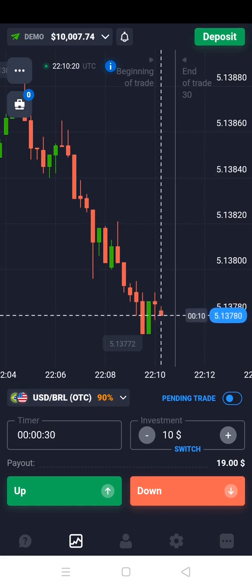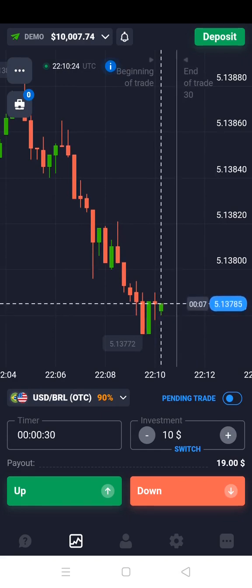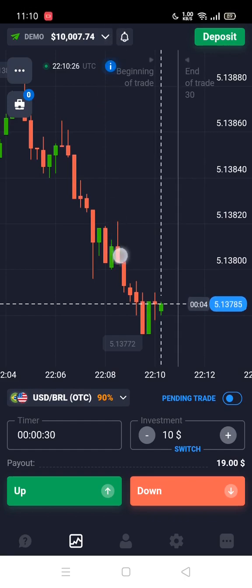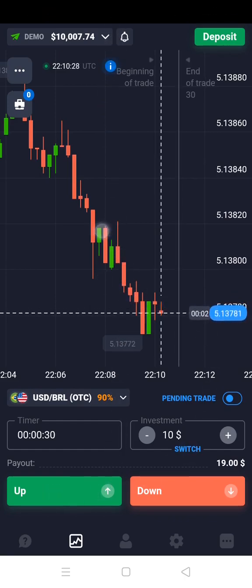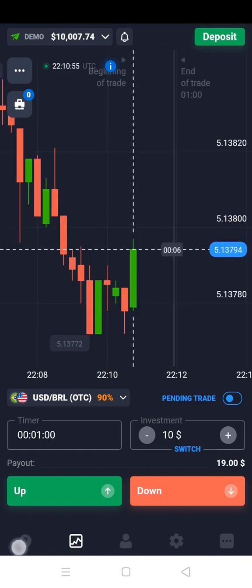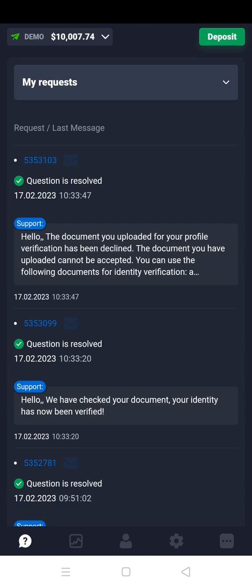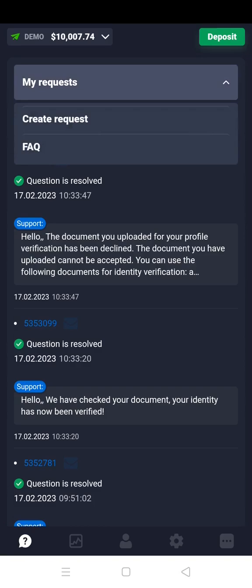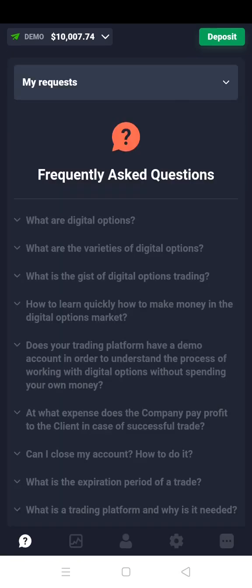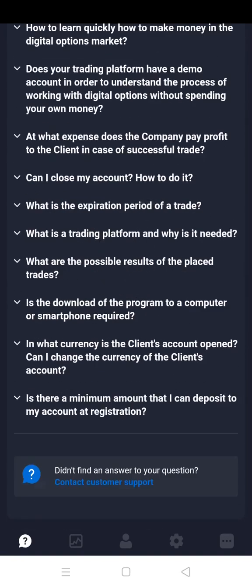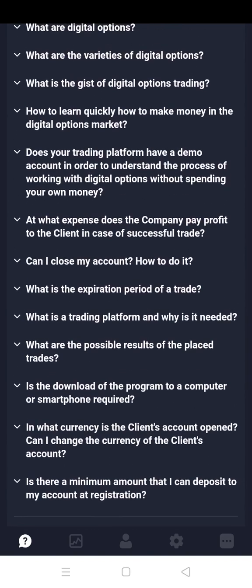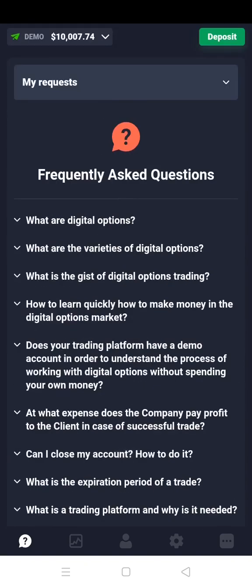So I think I've explained the major things, everything that we can see from up all the way to this place. So what is left now is this area. Over here, you'll see a question mark icon. Once you select it, this is where you can chat with the support. To contact the support, all you have to do is click on my request. You click on create request. Then you scroll down to where you see contact customer support. Once you click on this place, you'll be able to have a chat with the customer support and tell them what the problem is, and they will help you resolve whatever challenge you have.